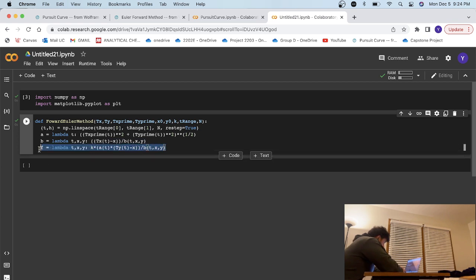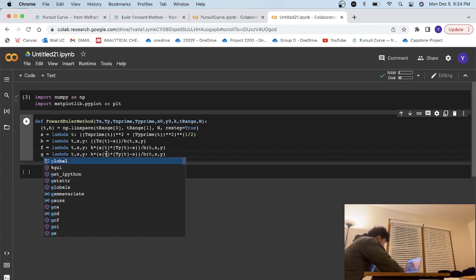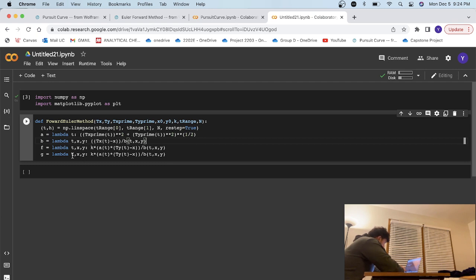We're going to copy this and paste it. And we're going to say we want to find the derivative of the pursuer's speed in the y direction. We can define that as g. We already defined these certain values. We already have x and y, so we're going to have to name these. We're going to say g is in the y direction. So we're going to change some of these values.